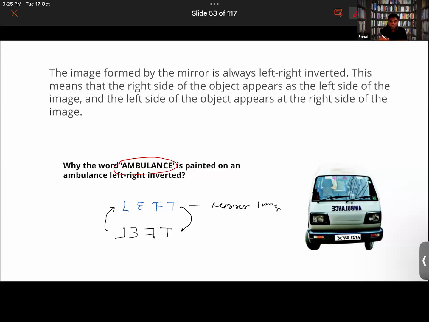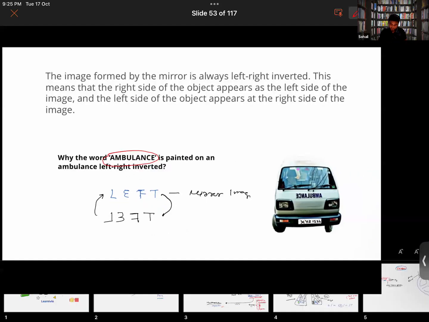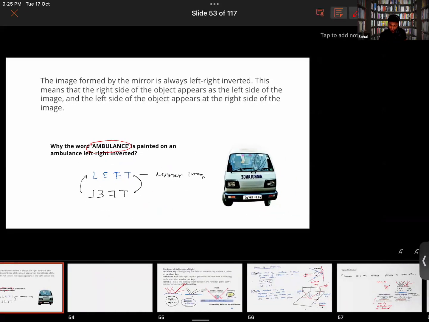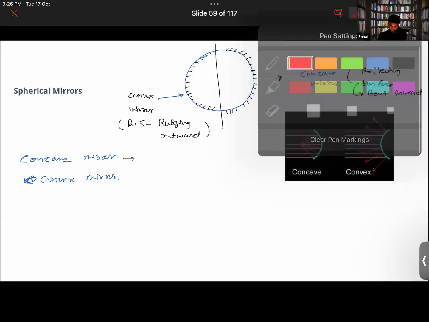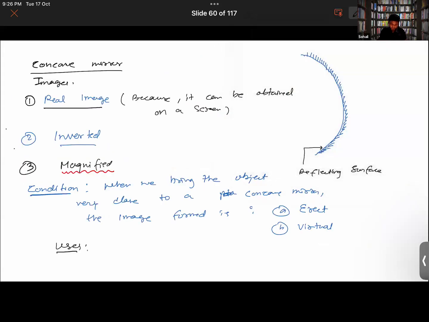That is why convex mirrors are fitted in vehicles, so that the driver will be able to see the images of the vehicles coming from the back. And as I said, as we will be discussing the convex mirror, first discuss it, then the point regarding that will also be clear. Okay, now that is what we were talking about, the concave mirror.